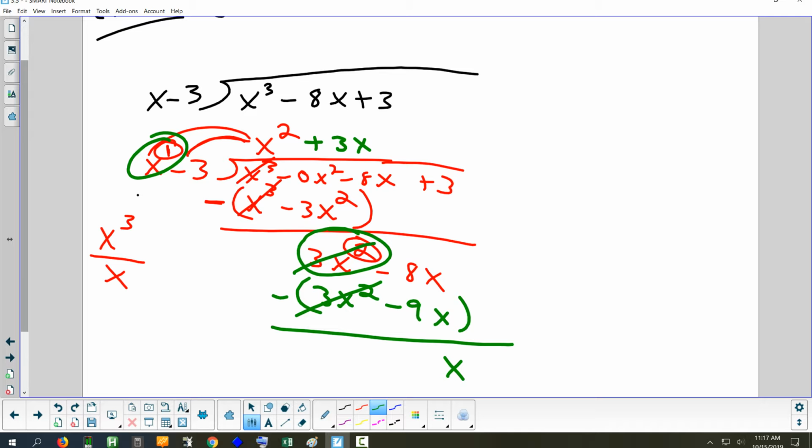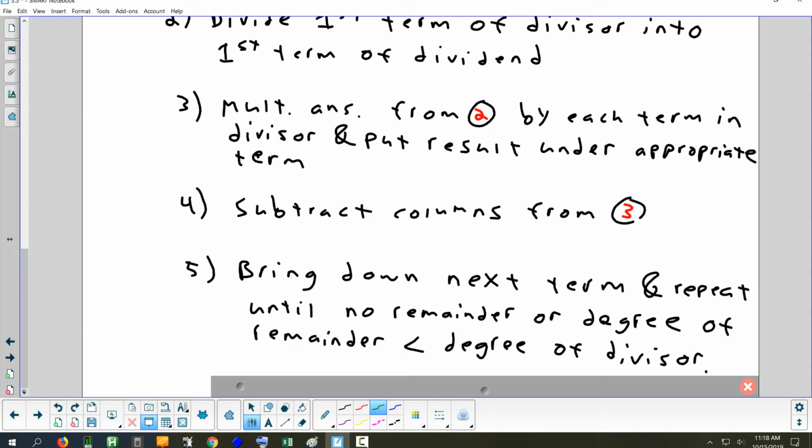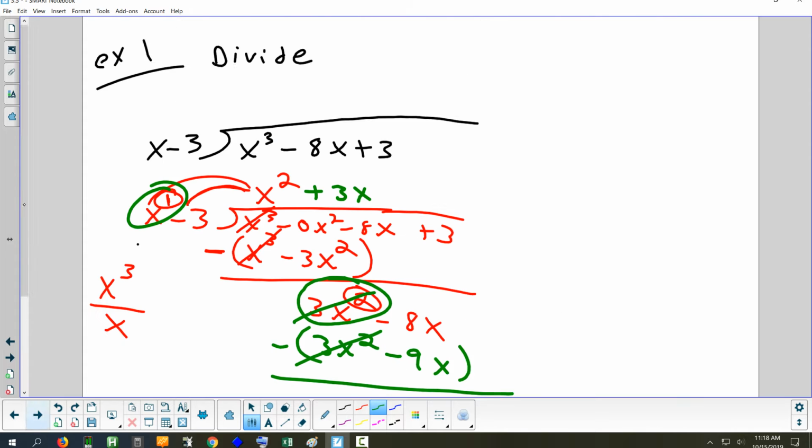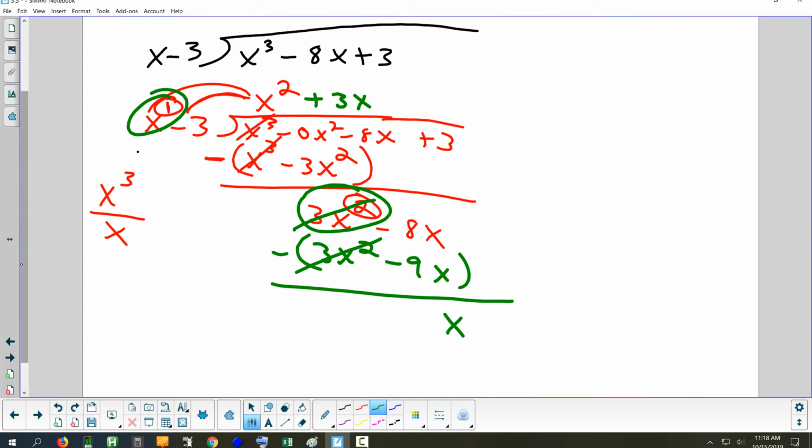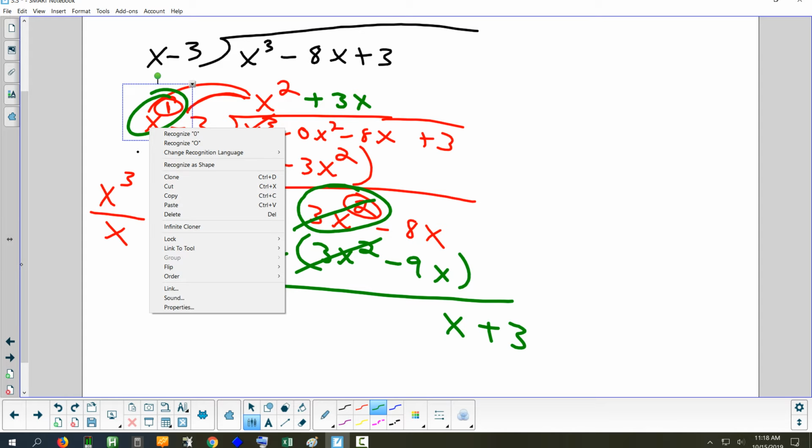And now the degree on this is a 1, and the degree on this is a 1. They're the same. It's not smaller yet. You have to keep going until it is less. So do it one more time and this will be our last step. Bring down the 3. Now you can see my work is kind of going down and to the right. Jacob, what do I get when I divide the first term here into the first term here?